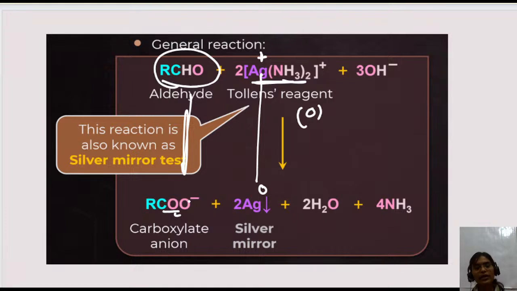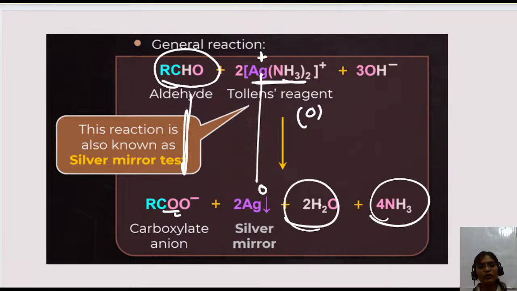Silver mirror test, why? Because if you run that test in a lab, a kind of silver mirror appears on the test tube, and hence the name of the test is the silver mirror test. It is for the confirmation of the aldehyde. First point. Ammonia and water molecule are the side products there.